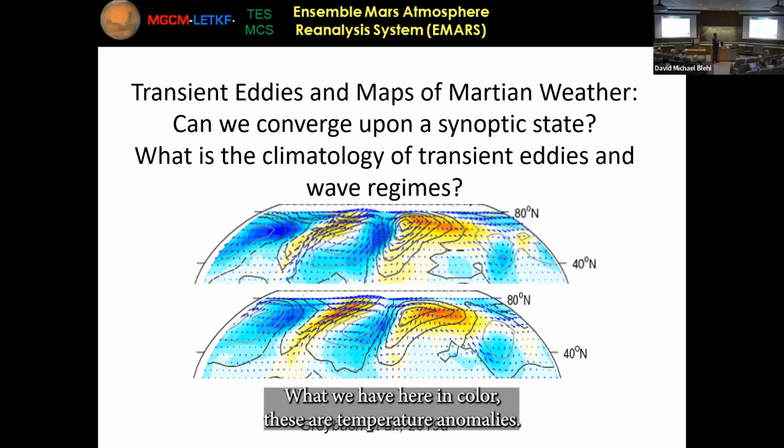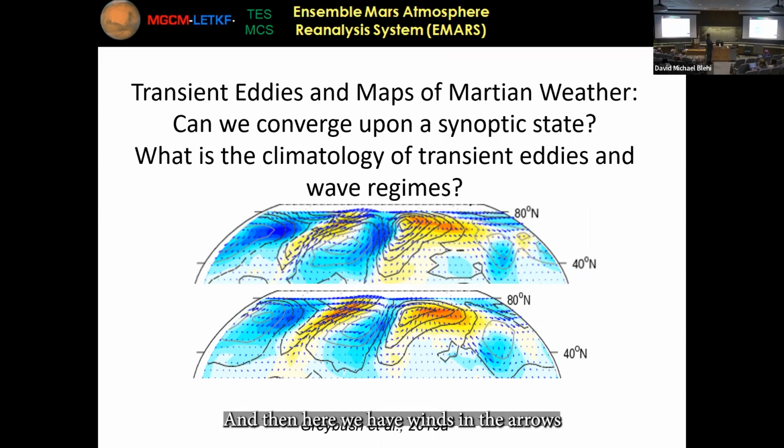On Mars here, what we have in color are temperature anomalies. I filtered out the seasonal cycle, and I think I filtered out the thermal tides. Then here we have winds in the arrows, and these lines in black and gray are isobars, or lines of constant pressure.